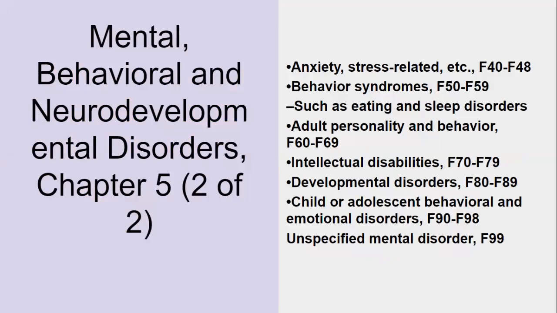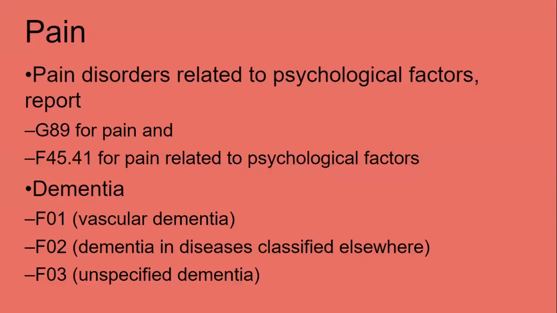We're going to continue on with mental, behavioral, and neurodevelopmental disorders. Anxiety, behavioral syndromes, adult personality and behavior, intellectual disabilities, developmental disorders, child or adolescent behavioral and emotional disorders, and then you have mental unspecified disorder, which is F99. I did not go through those letters and numbers because you can read those on your own. They just get tongue-tied when you start putting all that in there. Pain. Pain disorders related to psychological factors, you're going to report G89 for pain and F45.41 for pain related to psychological factors.